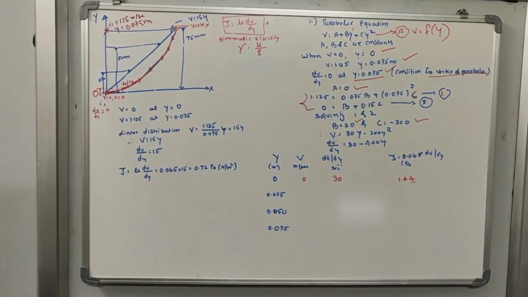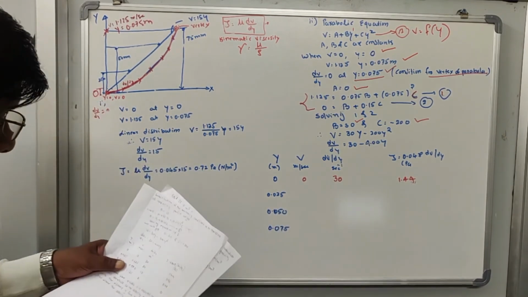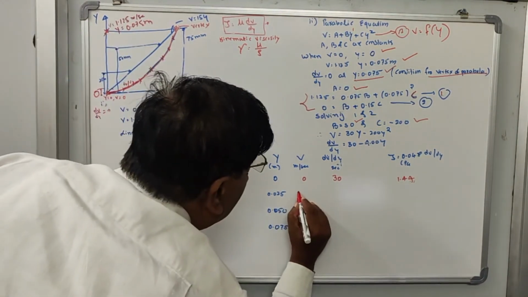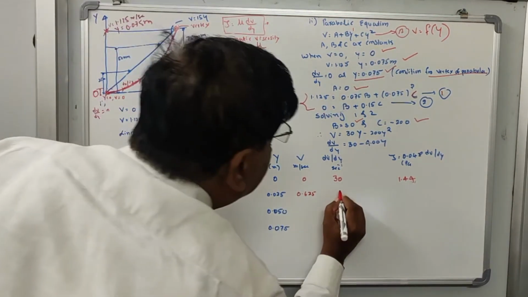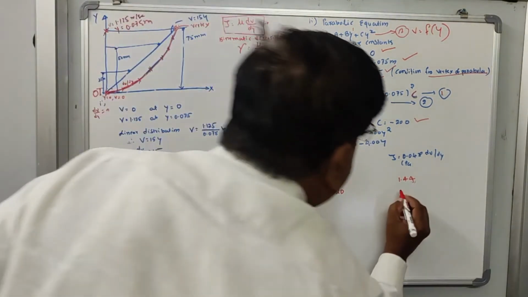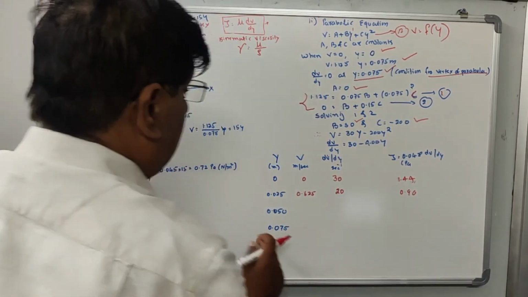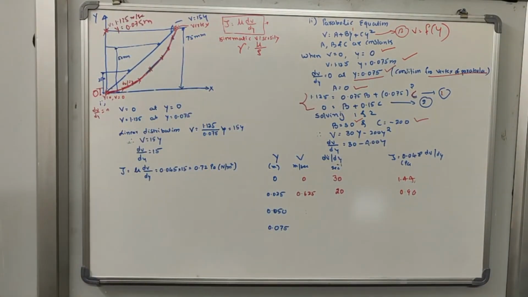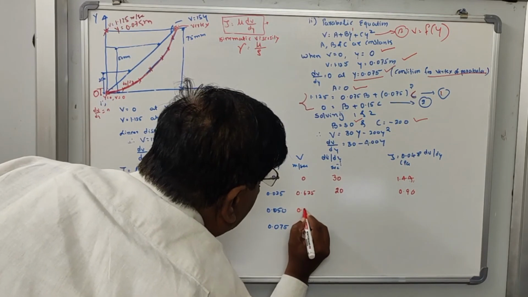Then next, when y is at this point, velocity is 0.625 and this is 20 and tau is 0.96. So similarly you calculate for this when y is 0.050 and 0.07. I think you have the calculator, so please calculate. So I have also calculated, please verify these values.